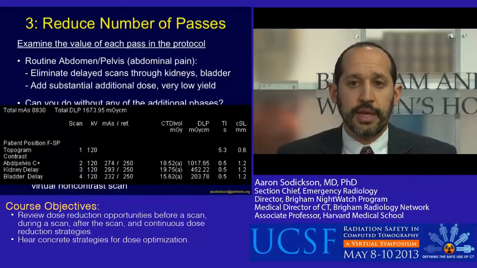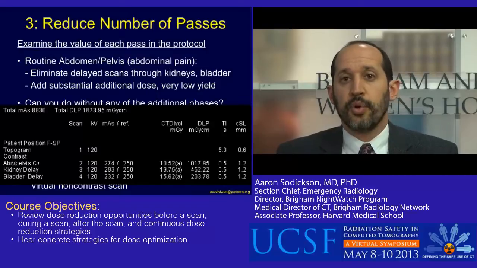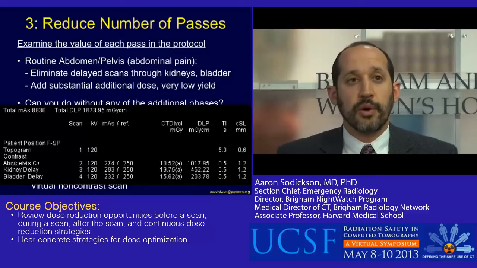As you can see by looking at the DLP down on this dose screen, these additional delayed phases add about 60% of additional radiation exposure to our scan, and it's a very rare patient where we actually find something of clinical benefit in these additional scans. It's also important to think about whether we need all of the phases in our multi-phase scans.